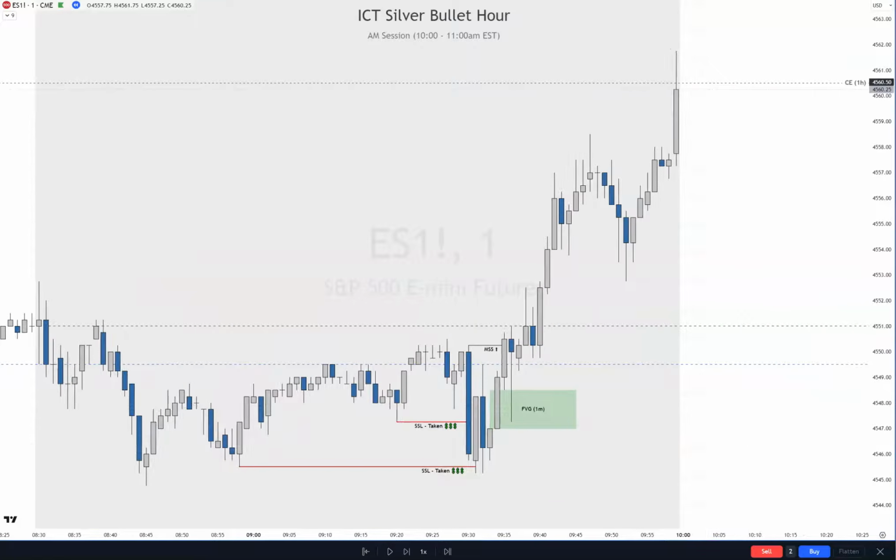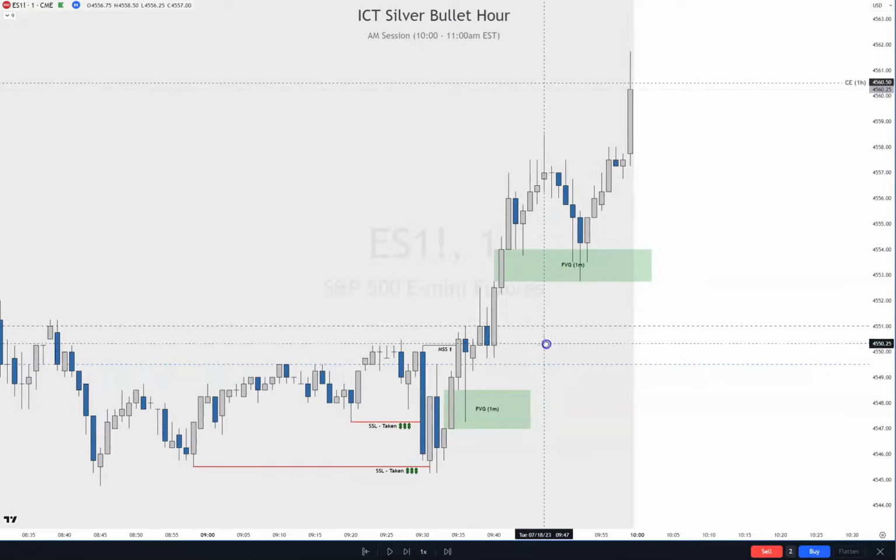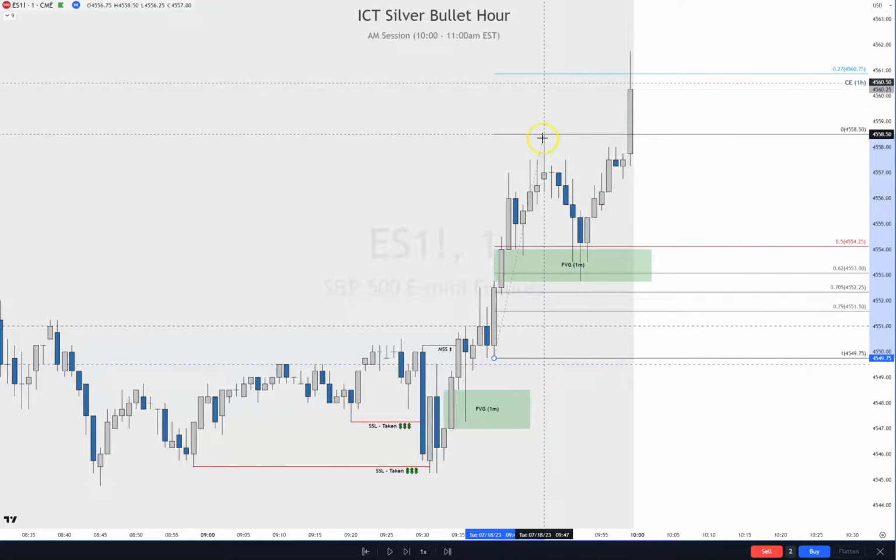Okay, so then we see that there's another fair value gap right here. Okay, can we take that trade? If you wanted to, you could have. You could have taken it from here to here. It's in a discount. It's respecting that fair value gap. To the tick, you can go long, right?